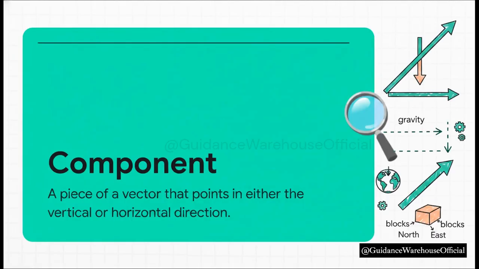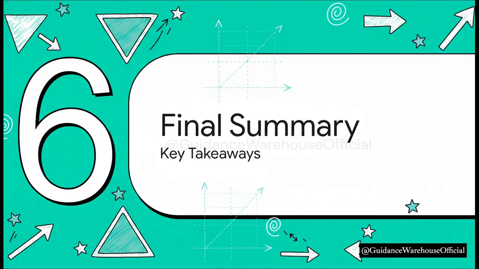Now, what if we want to work backward? Sometimes we have a diagonal resultant vector already drawn out, and we want to know exactly how many specific blocks north and east it represents. We call this finding the vector's components. A component is really just a piece of a 2-dimensional vector that points purely vertically or purely horizontally. Just like we added north and east paths together to get a diagonal path, we can reverse engineer a diagonal path back into its north and east components. This is a massive foundation for solving complex physics problems, especially when we start analyzing forces and gravity later on down the line. And that brings us to Section 6, our final summary and key takeaways.